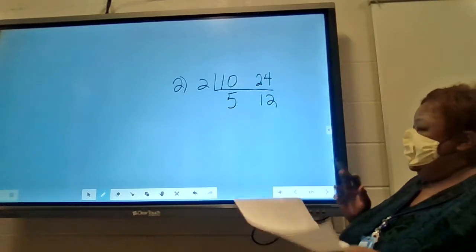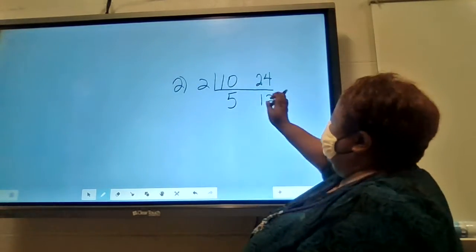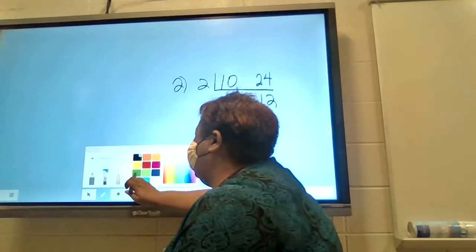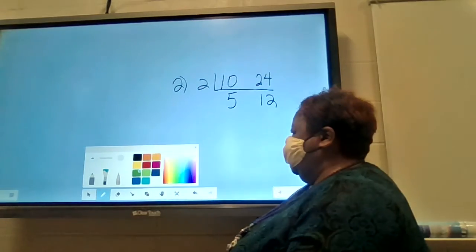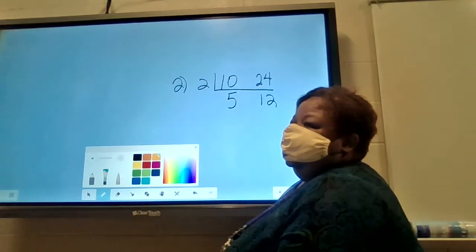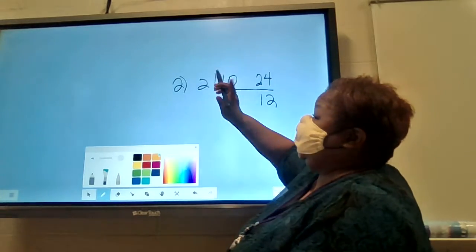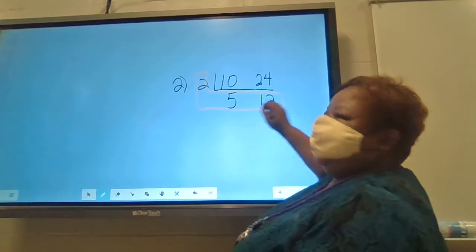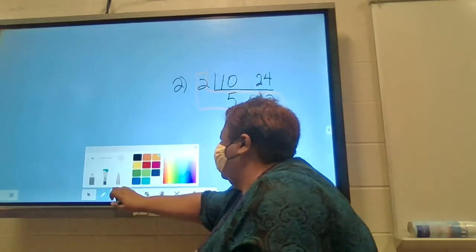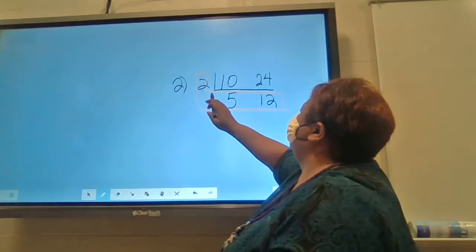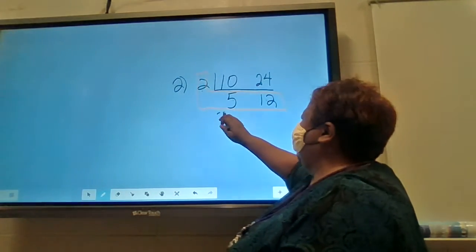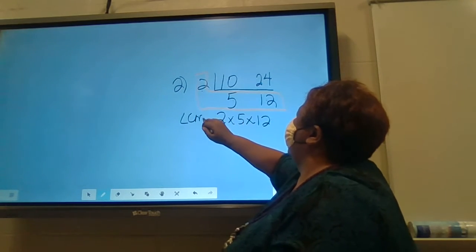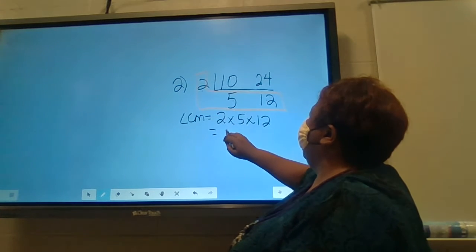Okay, so how do I find what goes in 5 and 12? 1. So we're 1 and done. So how do I find the least common multiple from this setup? What do I need to do? Remember, least common multiple starts with an L. So think about your L. That's like a big old L. So my least common multiple is 2 times 5 times 12. So you multiply everything in the L. Okay, and that's 120.